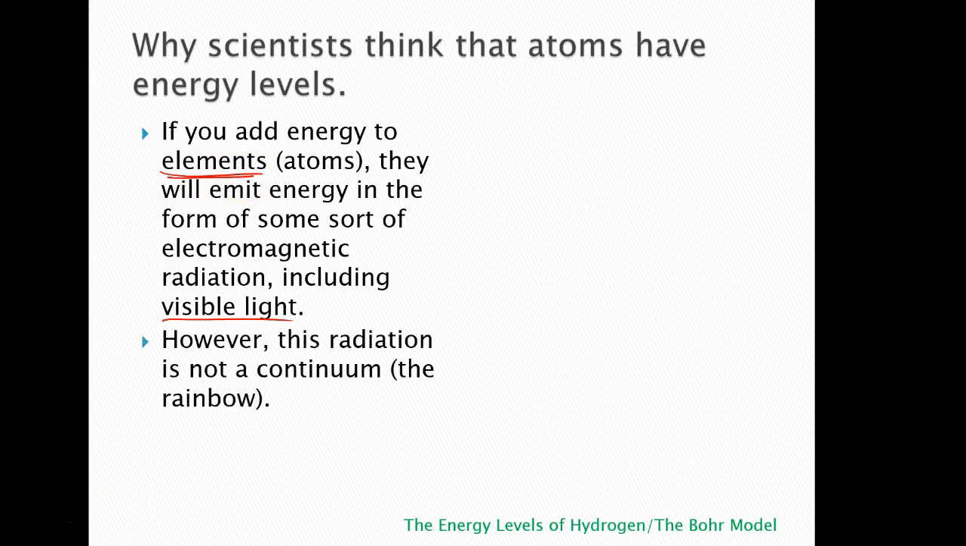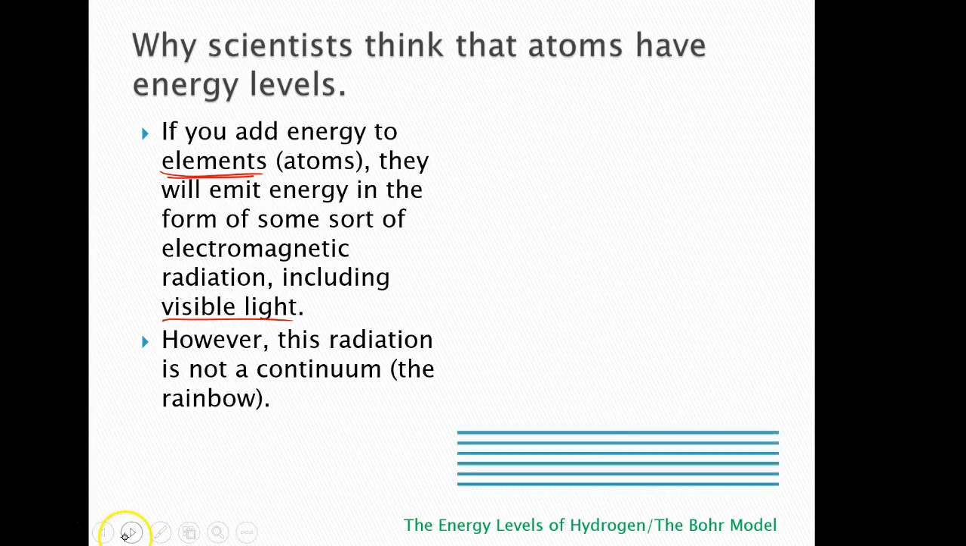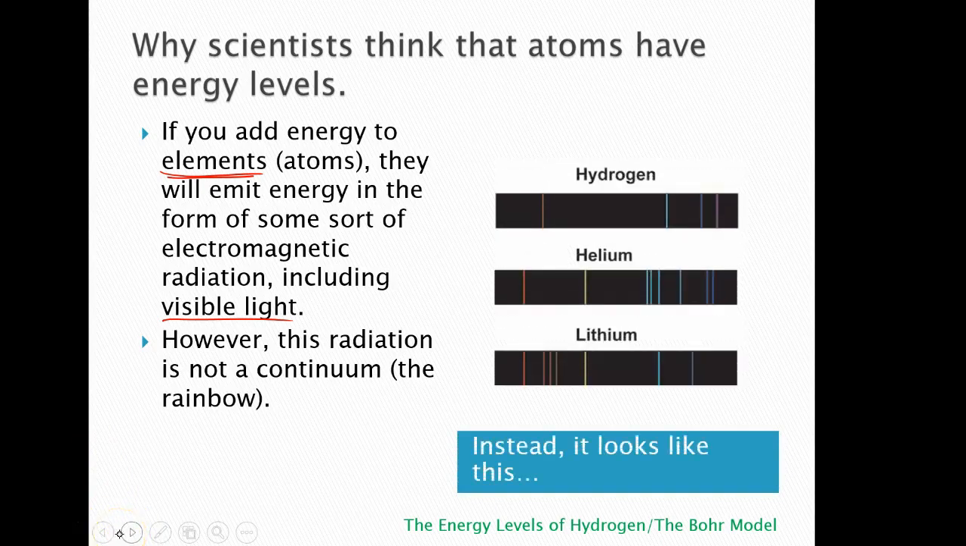Okay, rainbows are what you see, they're called a continuous spectrum. In other words, there's no breaks in it. It's Roy G. Biv, and it just kind of blends from one to the other. In elements, what you get is what's called a line spectrum. And this is what it looks like if you look at it through a spectroscope.